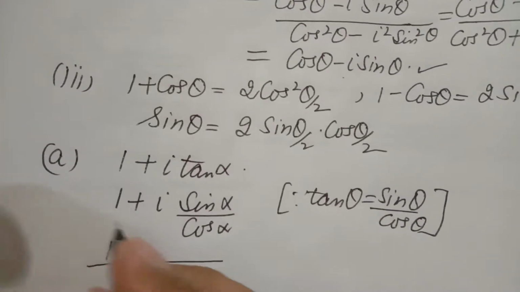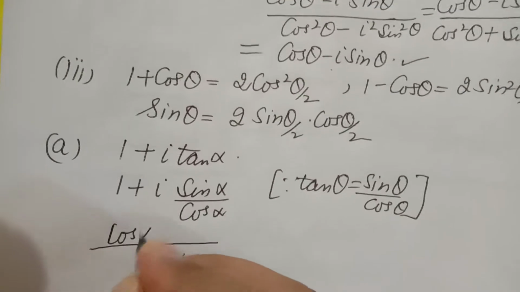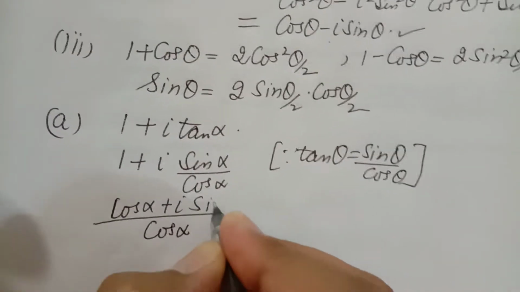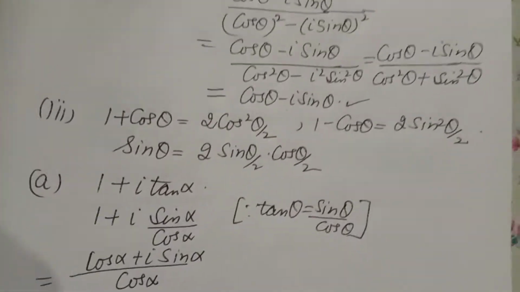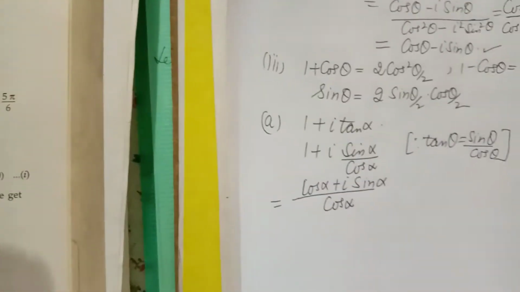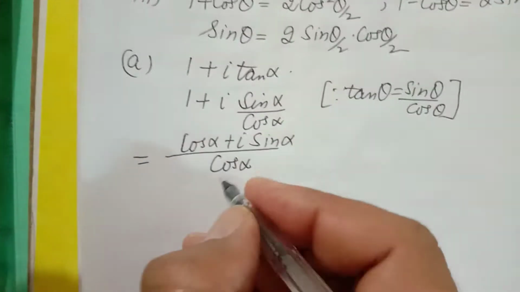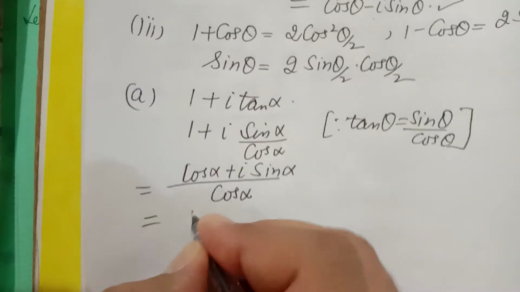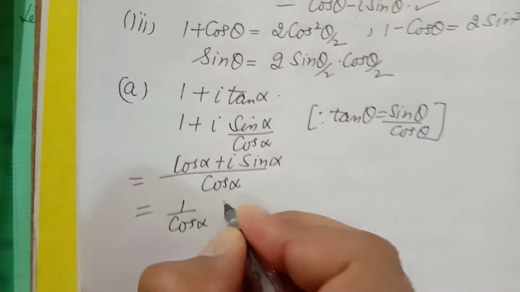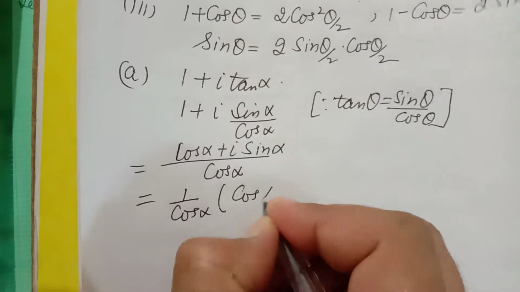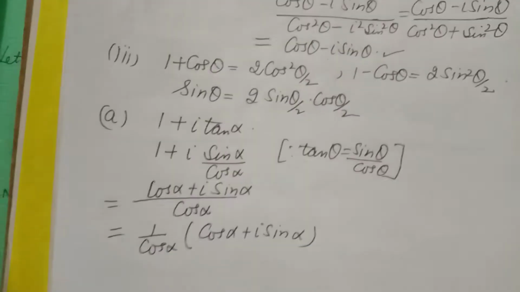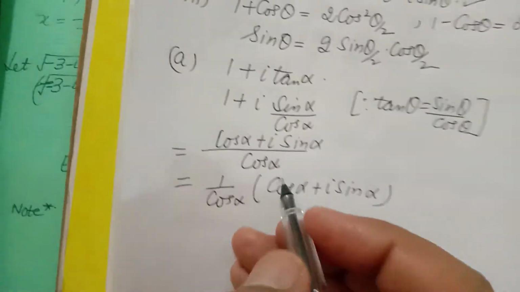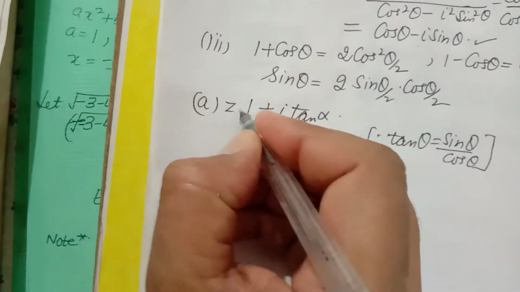LCM is cos alpha, and we are getting cos alpha plus iota sin alpha. So this expression is coming to us. What will be our next step when we are doing this one? We are taking 1 upon cos alpha separately, and the inner terms are cos alpha plus iota sin alpha. This will be our expression. Now this whole expression will be equal to z.